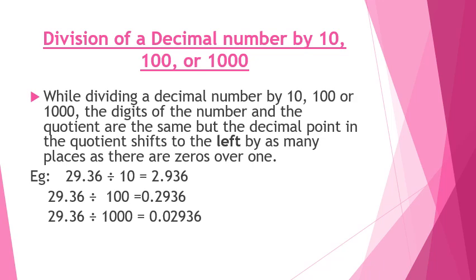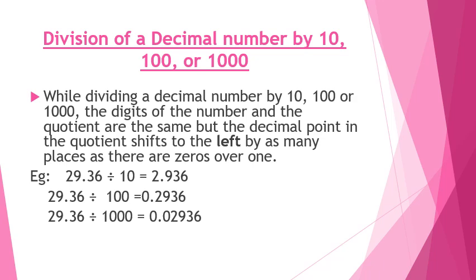Let's take an example. 29.36 divided by 10. 10 has one single zero. So the decimal point shifts to the left by one digit and it becomes 2.936. 29.36 divided by 100. 100 has two zeros. So the decimal point is going to shift towards the left by two digits. So the answer becomes 0.2936.